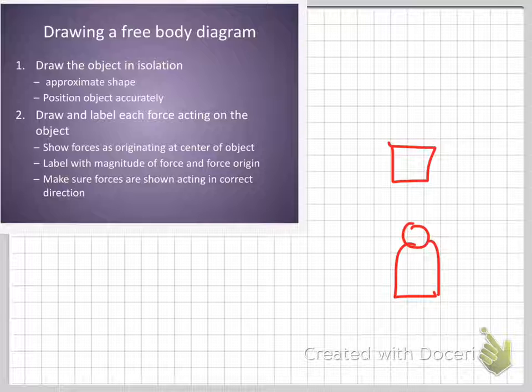So we simplify things, but we have to make sure that we're positioning the object accurately. That's really important. If we say that the object is on a flat surface, we're not drawing the surface generally, but we have to have that object flat. If we say that the object is on a slanted surface, and I'll copy this and paste it, then we better have that object on a slant.